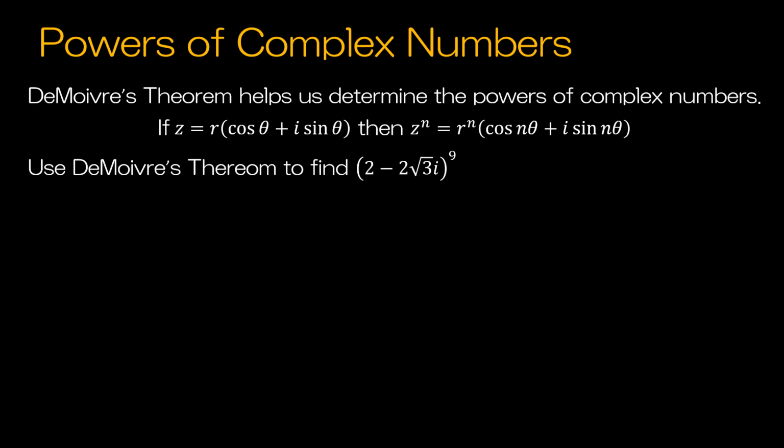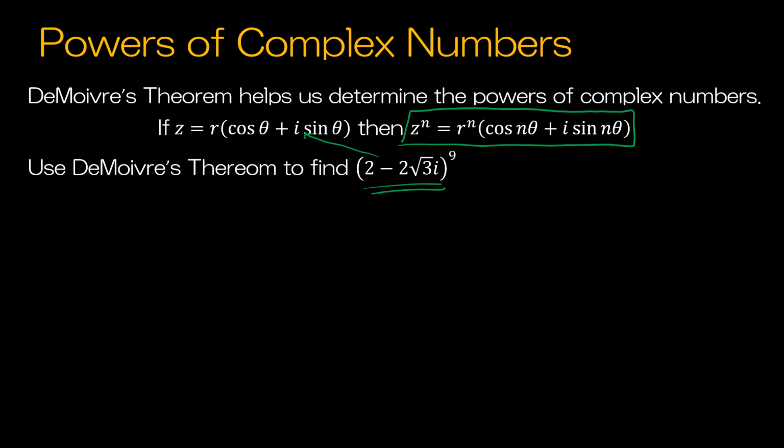Let's now take a look at the powers of complex numbers. I could use the product rule that we just determined to take 2 minus 2 radical 3i multiplied by itself, and I could do it 9 times, but that sounds like zero fun. So let's not do it that way. Instead, let's think about using DeMoivre's theorem that says all you have to do is put it in the correct form first, because obviously this is not in the correct form.